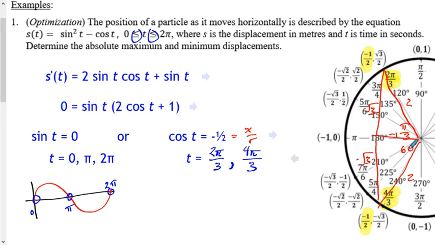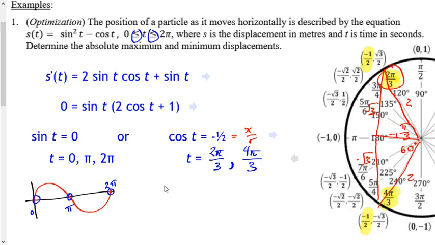So if I do pi minus pi by 3, I'll get the 2 pi by 3. And then pi plus pi by 3 will give us the 4 pi by 3. So a couple of ways we could get those values. So we have 5 different critical points in the domain that we're given for this question.